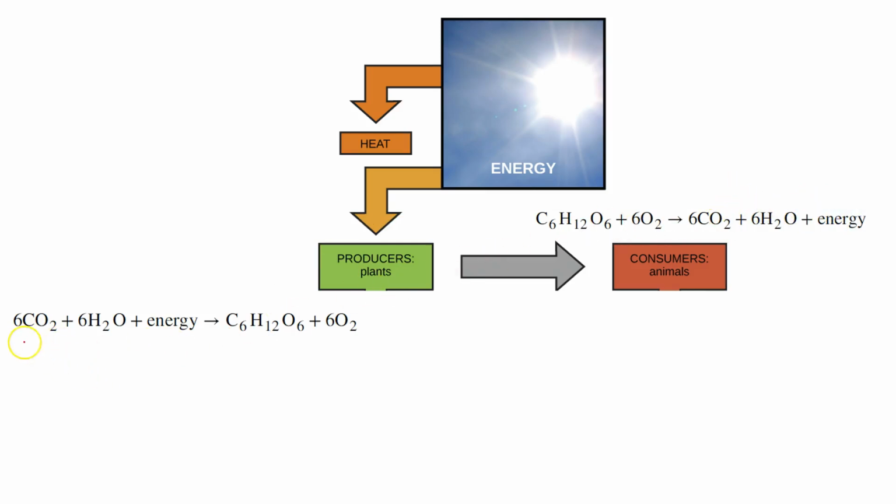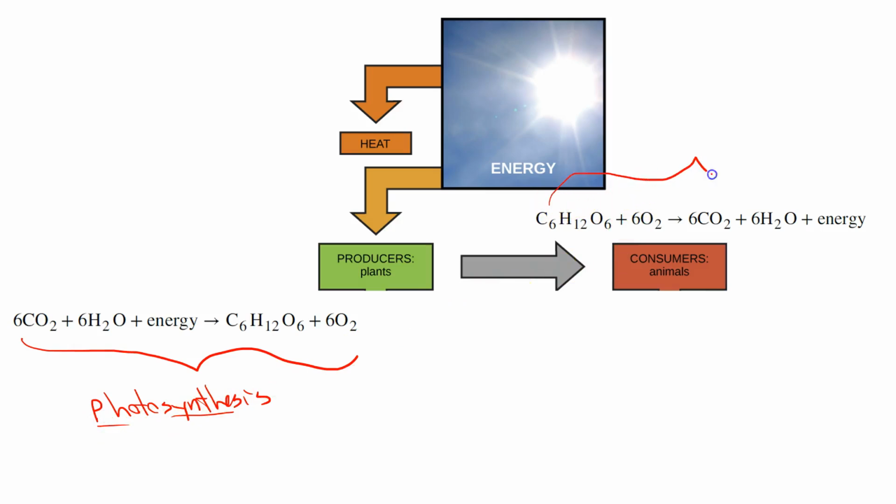So this process here is called photosynthesis, spelled like this. It's called photosynthesis because you're making something using photons, or light. This one over here, the one that animals do, is called respiration, specifically aerobic respiration.